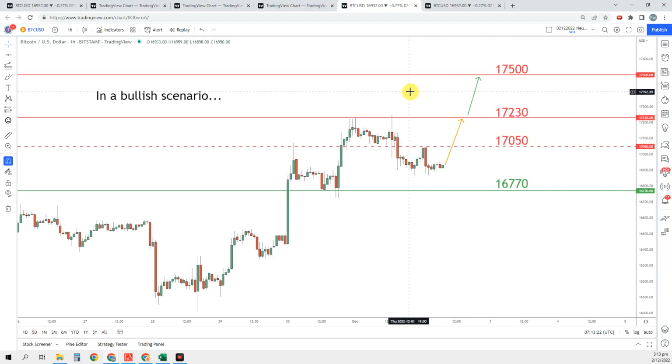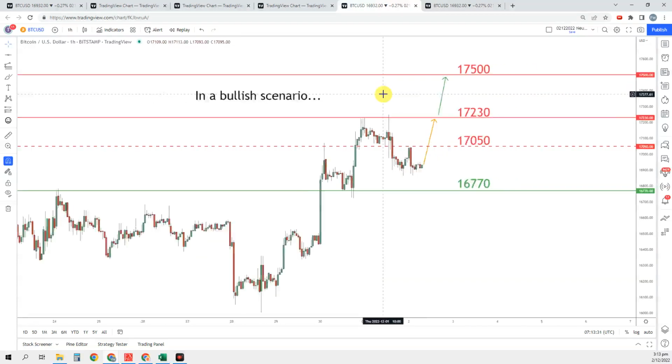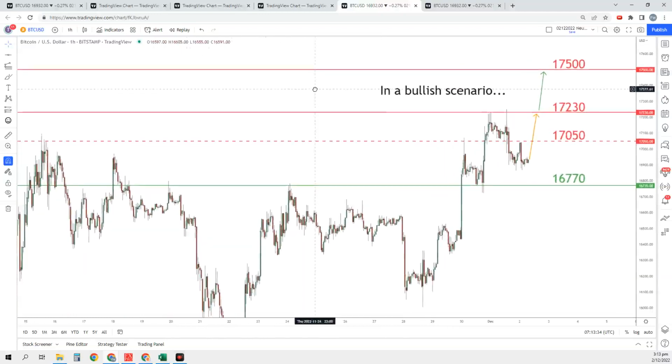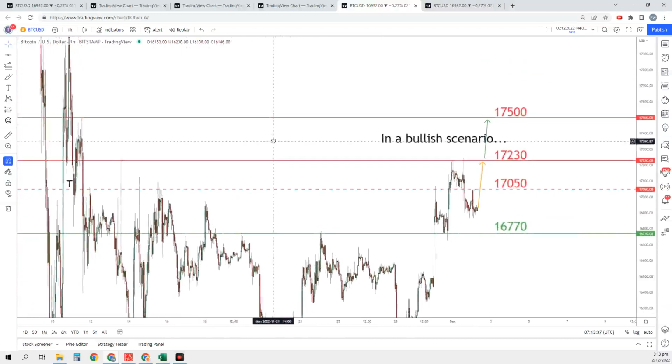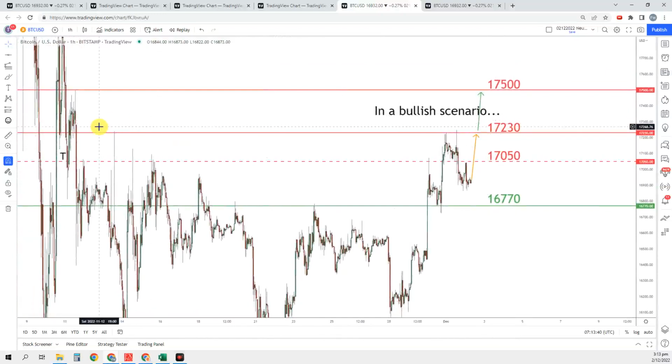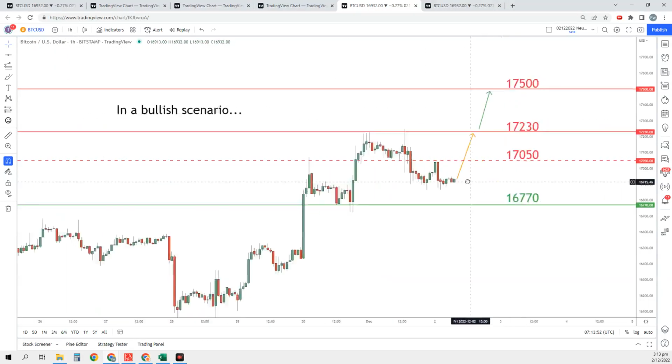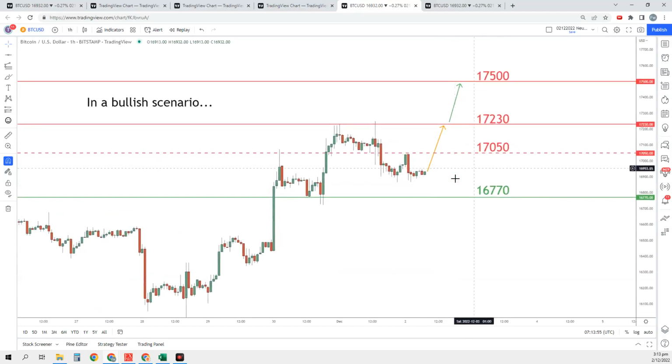Okay, let's take a look at why we chose 17,230 and 17,500 as key levels. For both of them, if I were to drag it back, you can see that 17,230 served as a previous resistance, and 17,500 also served as a previous tested resistance. So that is why if price can first challenge 17,050 and break above 17,230, we'll see a confirmed uptrend to 17,500.